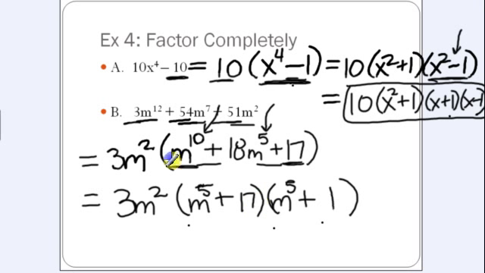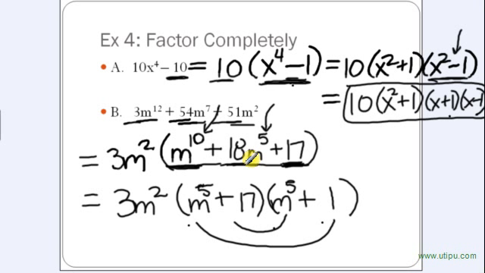So I set it up so that first times first equals first. I set it up so that last times last equals last. And now I'm going to check outside times outside would be 1m to the 5th power plus inside times inside, 17m to the 5th power. Well, 17 plus 1 does equal 18m to the 5th.